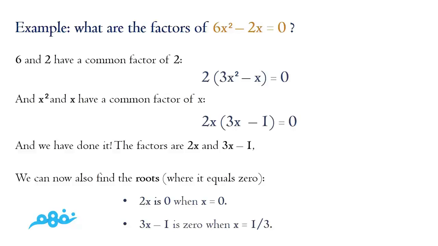First of all, I can say 2x is 0 when x is 0. And 3x minus 1 is 0 when x equals 1/3. And these are the two roots of the equation, the values that make the function equal 0.